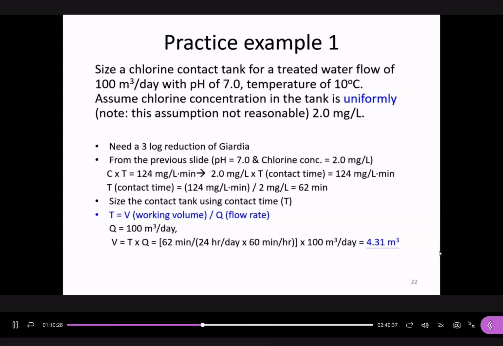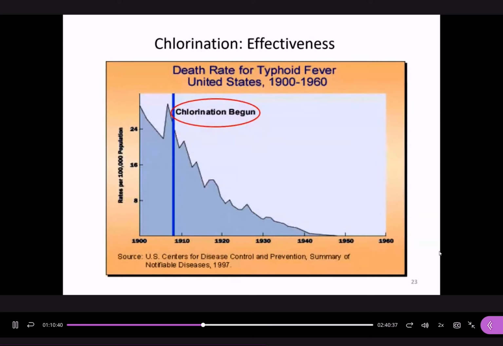Remember this equation: HRT equals V divided by Q when you want to size a tank. So next, let's discuss different types of disinfectant.